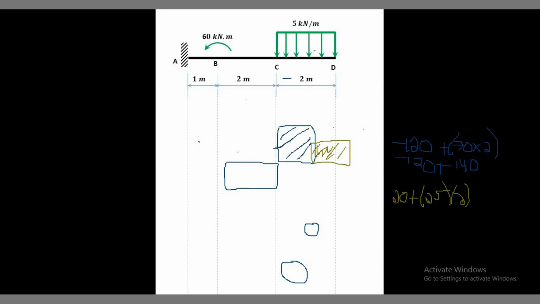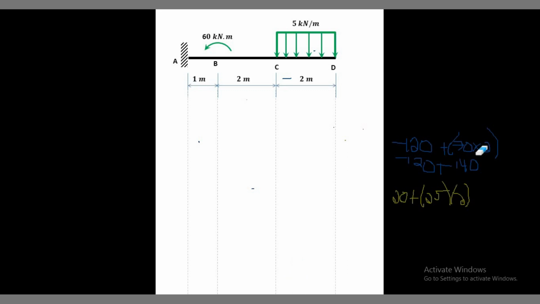So, let's move to the next example. Now, this example is a cantilever beam. When we say cantilever, sa isang end, restrained siya, then free end siya sa kabila.